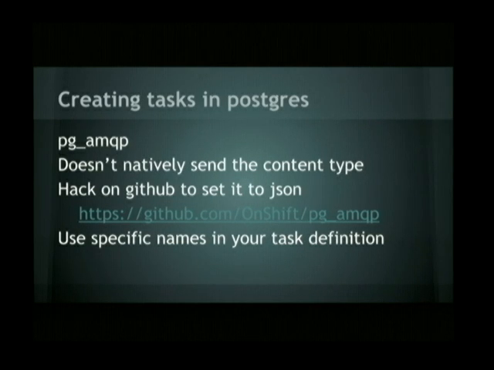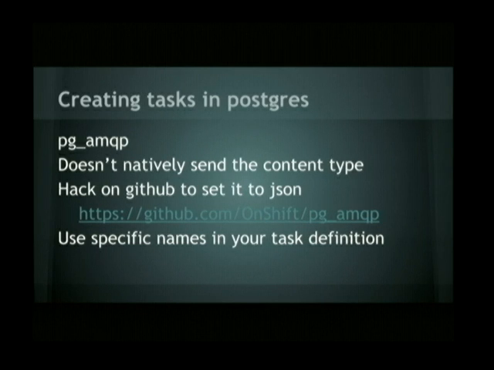The first issue we ran into with doing this is the default implementation of PGAMQP doesn't send the content type. If you don't have a content type on something in Celery, Celery just throws it out and ignores it. And we found that out the hard way when we couldn't get anything to work. So basically what I ended up doing, because I didn't want to get deep and heavy into the C code, is I put a little hack in there that hard-coded the content type to JSON for everything that our particular instance of PGAMQP is sending out.